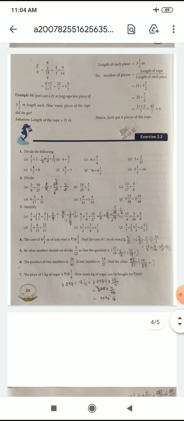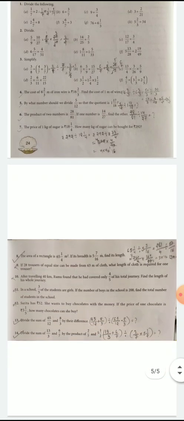So exercise 2.2 is your homework. You complete it in your copy. So numbers 1 to 7 you do all, and 8, 13, 14 is your homework.